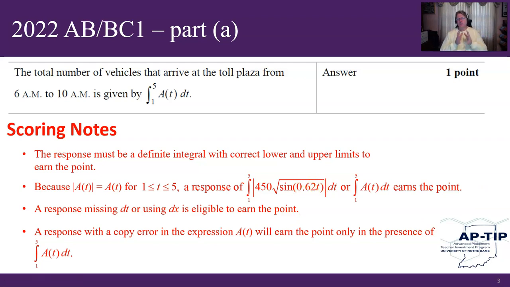We understand what their intent was. It was to integrate the rate at which cars were arriving at that toll plaza. And so we want to award them with that calculus knowledge that they've presented. And so I think that pretty much takes care of all the different variations that you can have for this 1 point that can be earned in Part A.